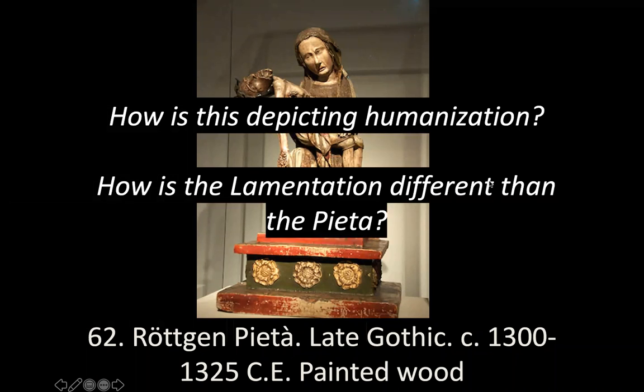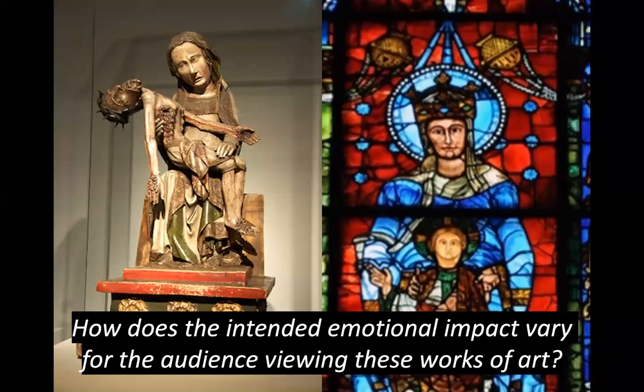All right, some questions we need to be able to answer when we're done with this one are: how is this depicting humanization? How is the lamentation different than the theme of the Pietà, which is a very common theme used in medieval artwork? And how does the intended emotional impact vary for the audience who's viewing these different artworks that are still very similar in subject?